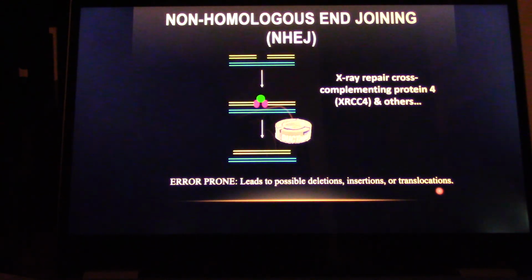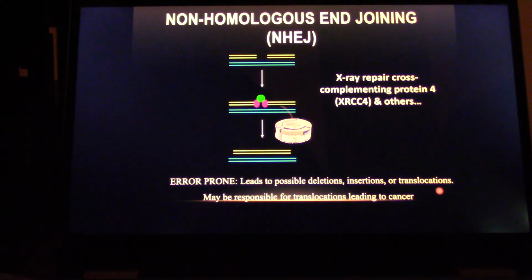And somebody needs to ask me that during your virtual time. And I might be able to draw it at the end of this if I have any time. So it may be responsible for translocations that lead to cancer, for example.